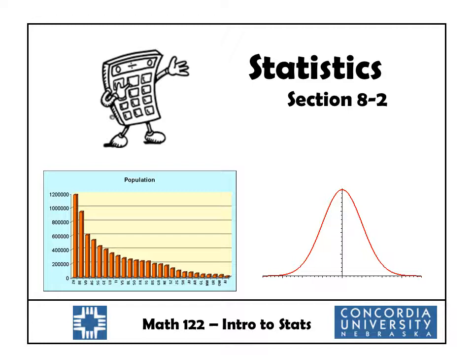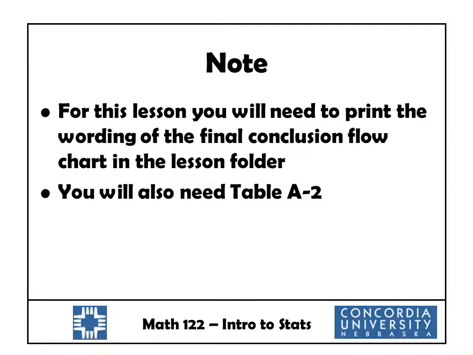Hello, this is the Section 8.2 lesson. Section 8.2 is somewhat lengthy, but the rest of the sections for the rest of the semester are all relatively short. For this lesson, you'll need to print Figure 8.7 on page 403. Figure 8.7 is a flow chart that we will be using frequently throughout the rest of the semester. You will also need Table A2, which is your z-score table.